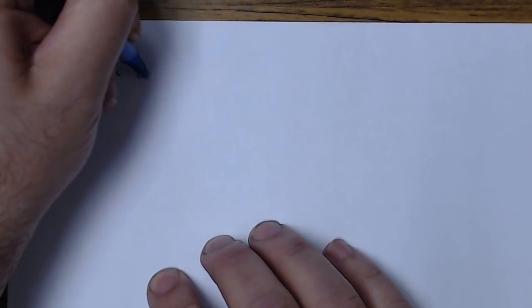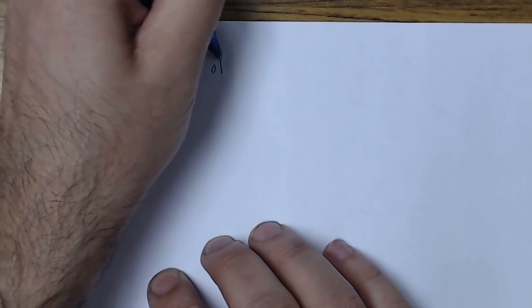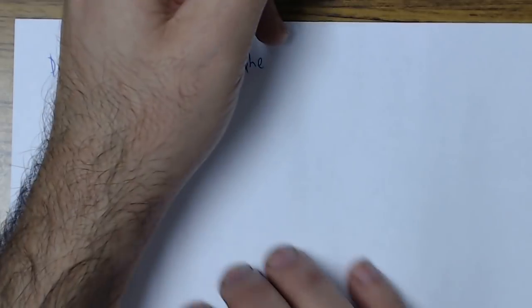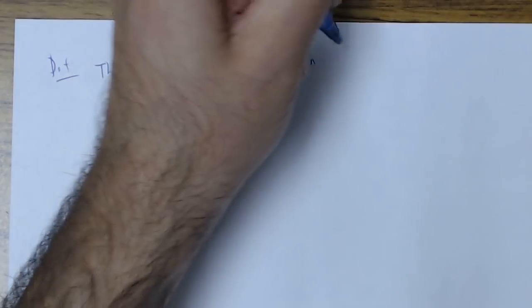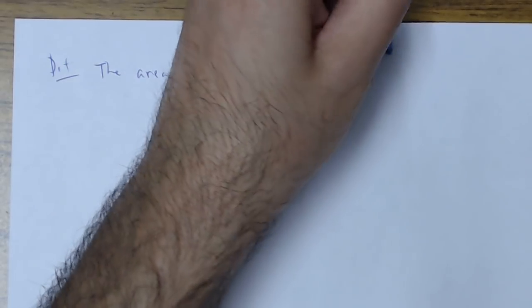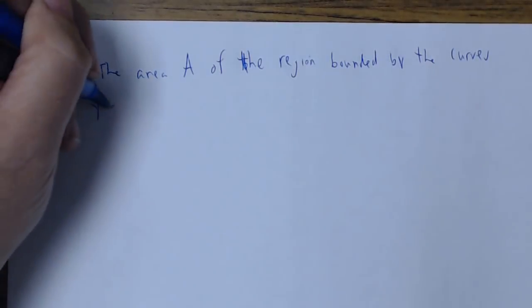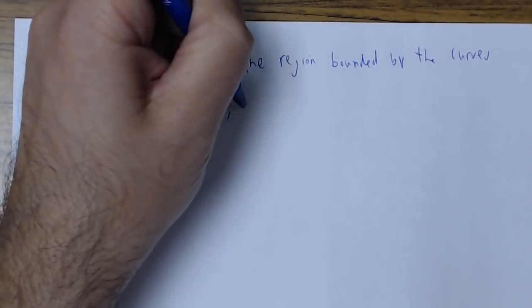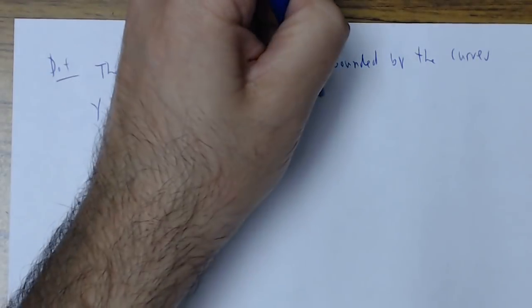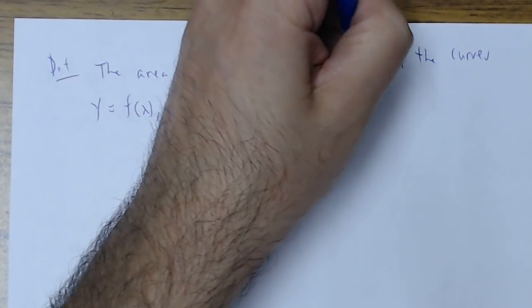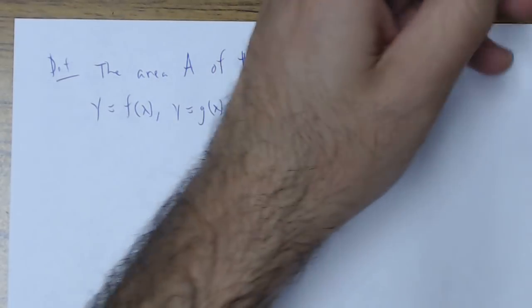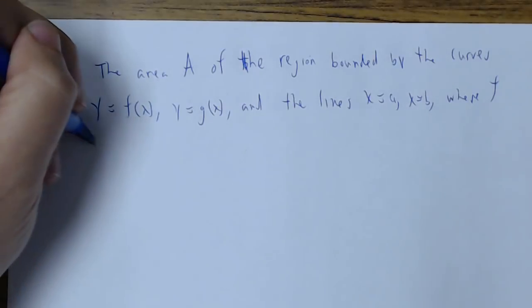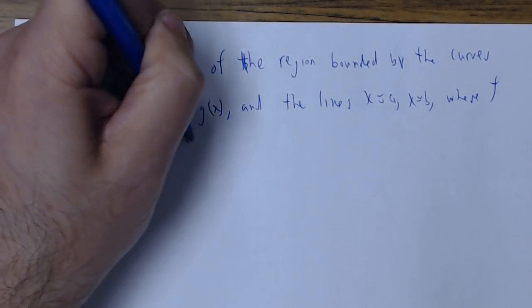Let me go on to the next page. We could say, by definition, the area A of the region bounded by the curves y equals f of x, y equals g of x, and the lines x equals a, x equals b, where f and g are continuous.